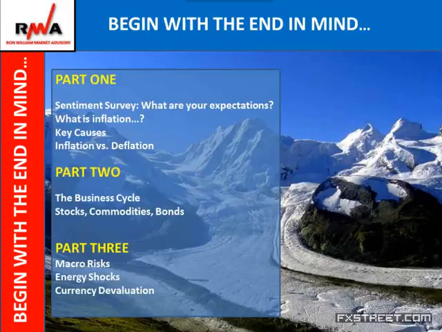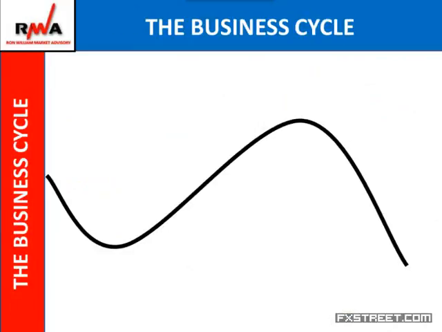Now, in the second part and third part, before we end in the next few minutes, I just want to talk about part two, the business cycle, which has been developed for many years by the veteran Martin Pring, where he tracks stocks, commodities, and bonds. And then I'll end off on part three, macro risks, including the energy market and potential currency devaluation, which most of you have already highlighted. So the business cycle is basically just the general boom and the rise and fall of market value.